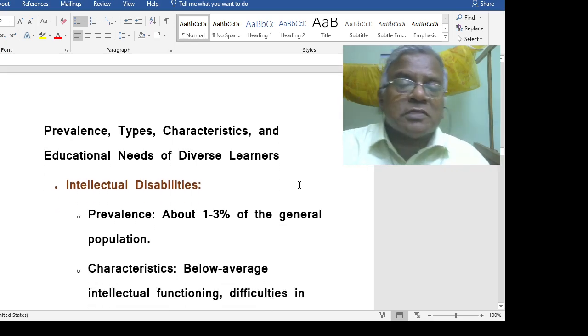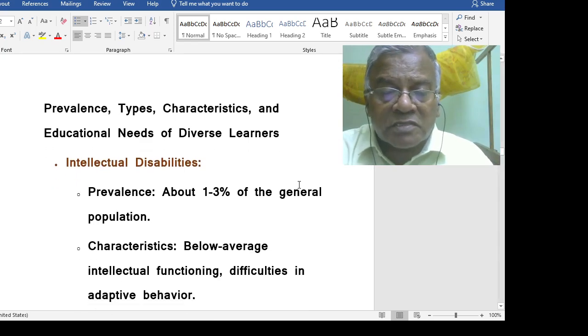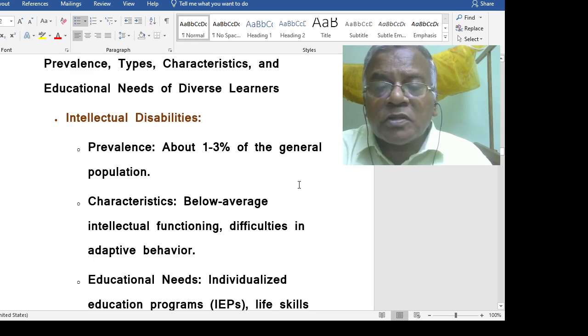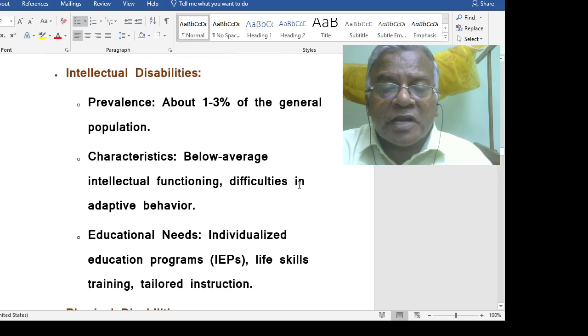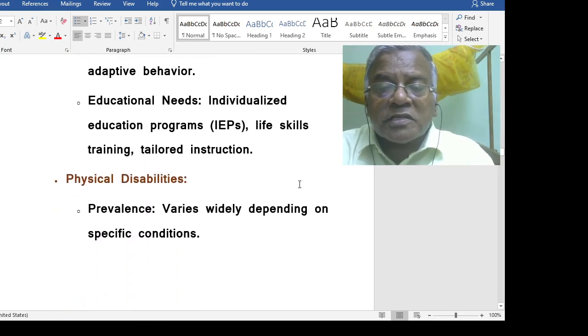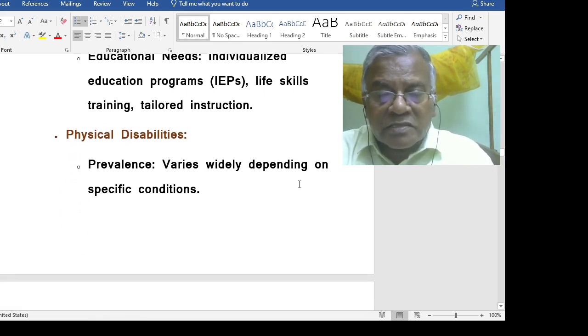How to address the prevalence, types, characteristics and educational needs of diverse learners. Intellectual disabilities: prevalence about 1-3% of the general population. Characteristics: below average intellectual functioning, difficulties in adaptive behavior. What are the educational needs? Individualized educational program, life skills training, tailored instruction.